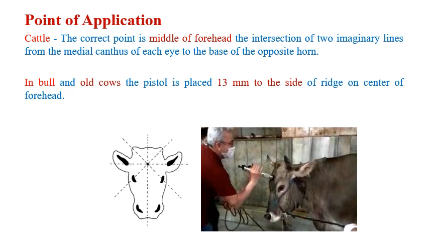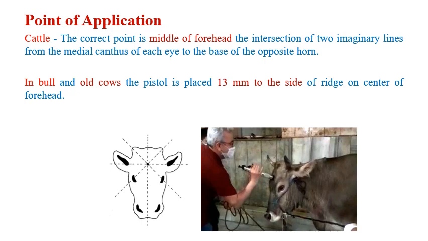That is the intersection of two imaginary lines from the medial canthus of each eye to the base of the opposite horn. That is as drawn in the picture below. Here it is 3 lines, but 2 lines is enough, from the inner canthus of both eyes to the opposite base of the horn. So that intersection point is the right point. In the right side picture you can see another one, that is a non-penetrative type or percussion type stunner, which I am going to explain next.